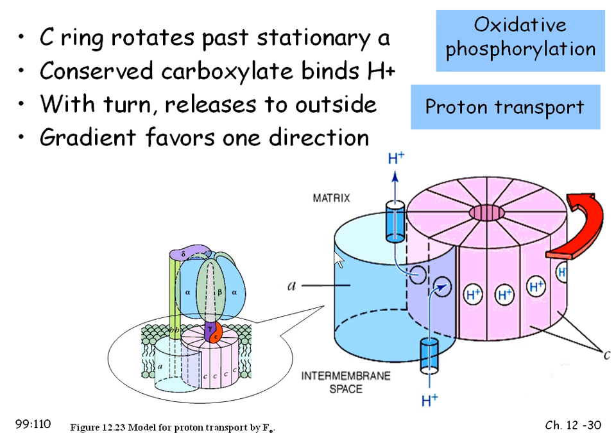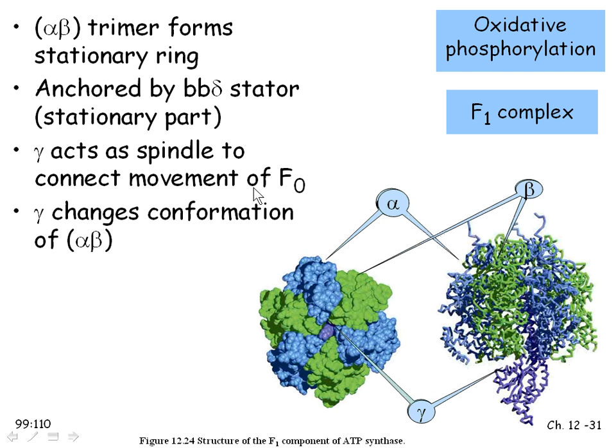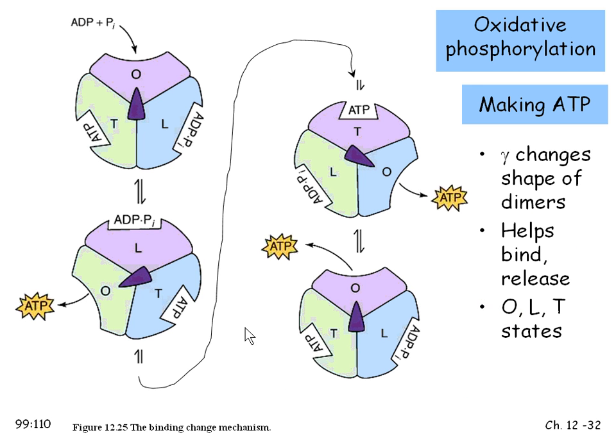So to go back to that diagram, the A is standing still. The alpha-betas are standing still. The B's and the deltas are standing still. It's just this spindle here, the gamma spindle, that's going to rotate. And it's going to rotate because of the C ring. Now, how does turning a spindle inside of a stationary trimer make ATP? It is not obvious why that should work.